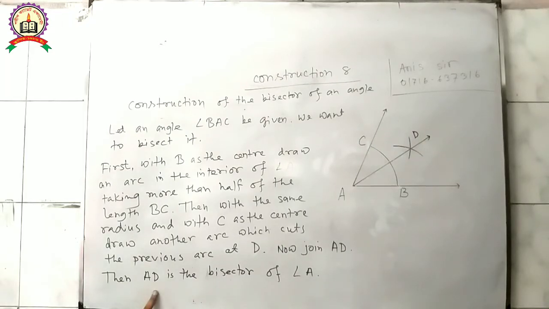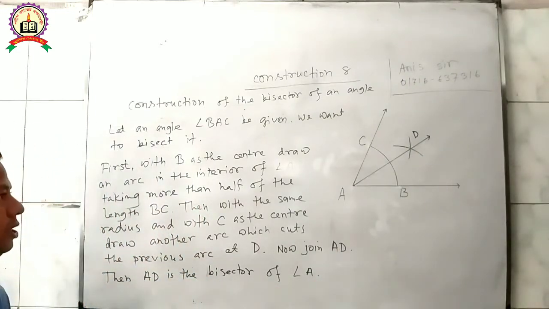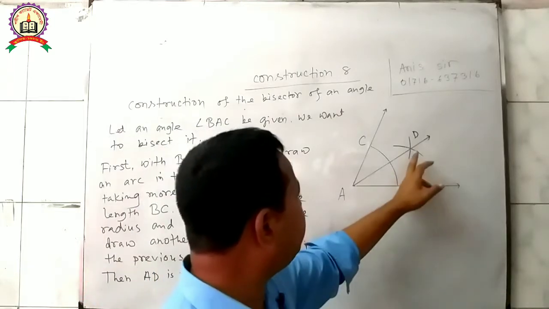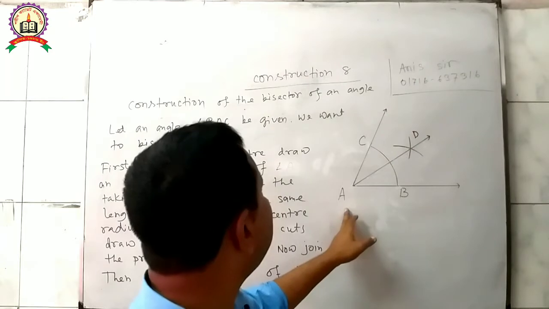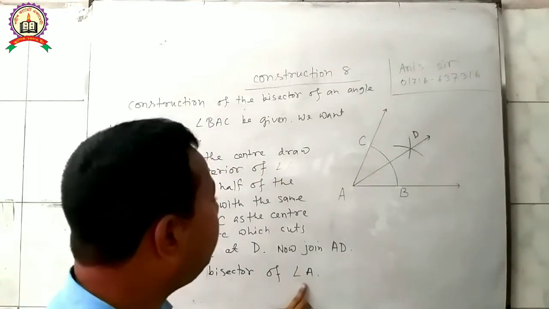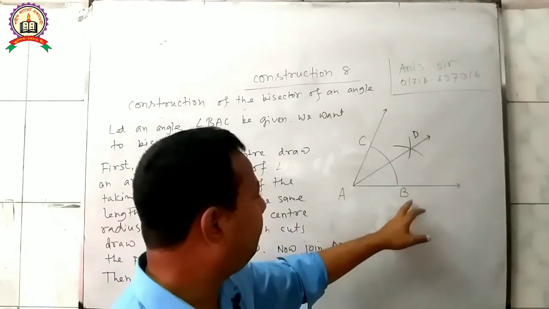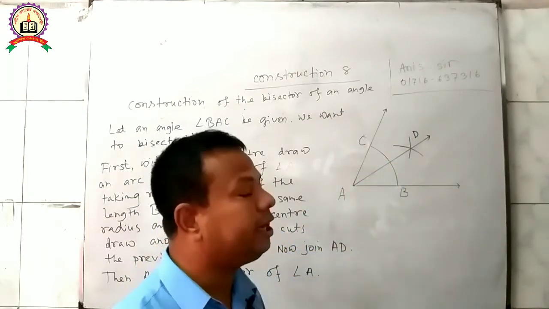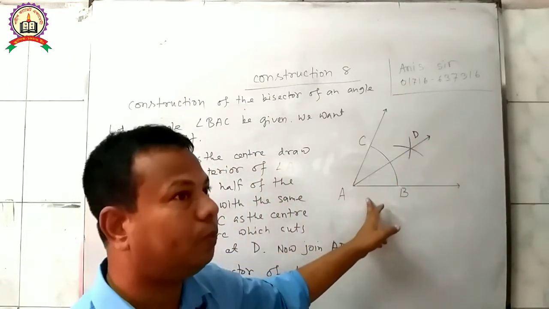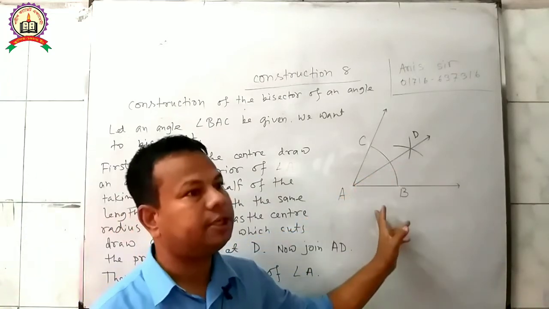Then AD is the bisector of angle A, that means angle BAC. This is the bisector AD of angle BAC, that means this angle is divided into two parts by AD. So AD is the bisector of this angle.